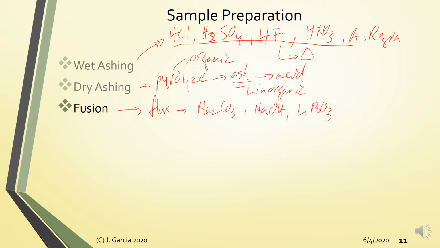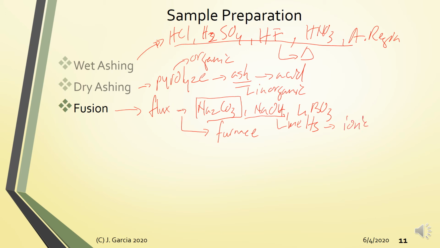Now, what you do is you heat up your sample inside a furnace in the crucible. During the heating, usually at high temperatures, about 800 to 1000 degrees centigrade, the flux, the salt, actually melts. And what you form here is a liquid, an ionic liquid.